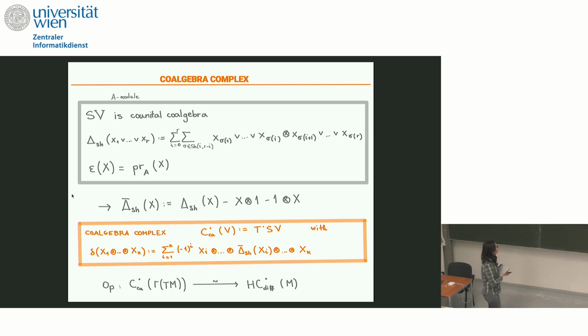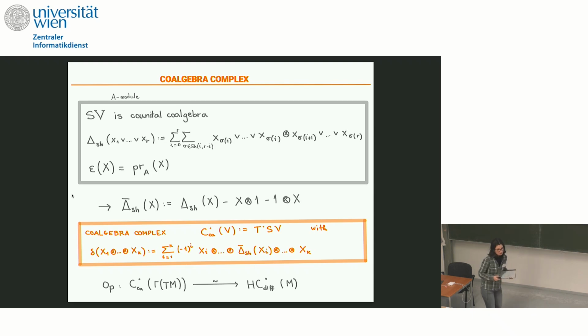So out of this, I can really construct a complex, meaning I take a tensor algebra of the symmetric algebra SV, and now I have to give you the differential that I was aiming at. What do I need to do? I have a coproduct on SV, and I have to extend it to the tensor algebra. I simply extend it as a graded derivation, and I have a differential. Okay, so this is my differential.